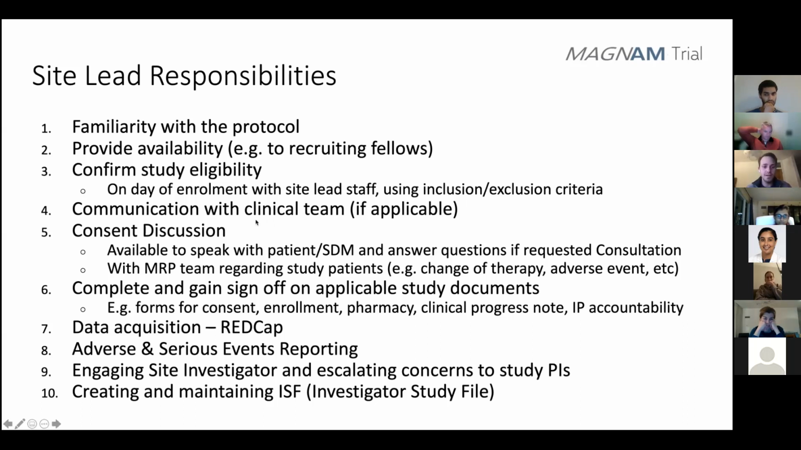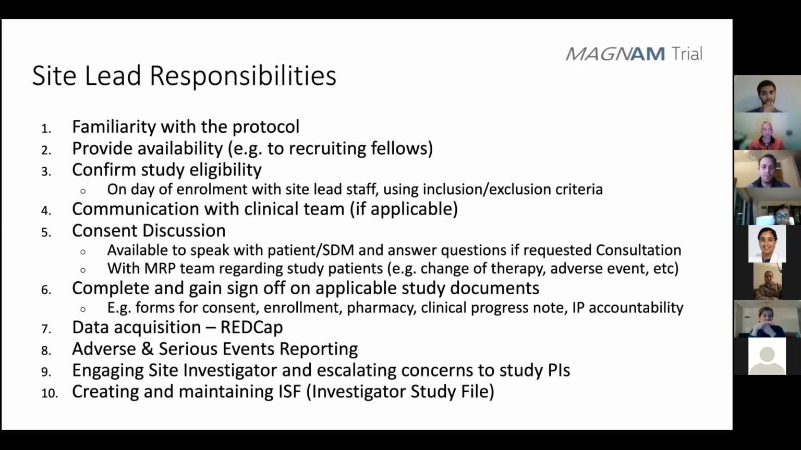You guys are going to be able to communicate with the clinical team, which is sort of obvious. The MRP team may have questions about study patients at any time, and they may discuss concerns about keeping a patient enrolled and that sort of thing. Hopefully you guys will be able to speak to the patient if they are able to. If not, then it would be the SDM to answer questions and get consent for the study.